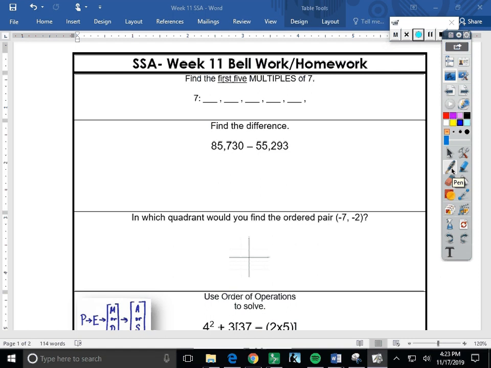Welcome to our week 11 Bellwork for math. Remember that these assignments are given on a Monday or Tuesday of each week and they're due by Friday. Let's go ahead and dig into these review problems.